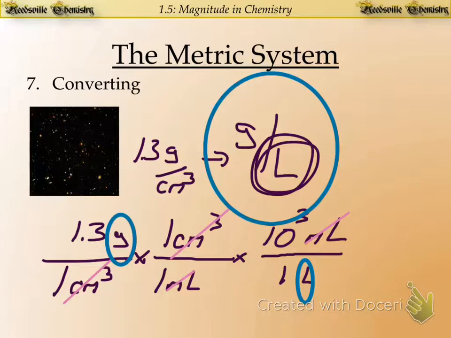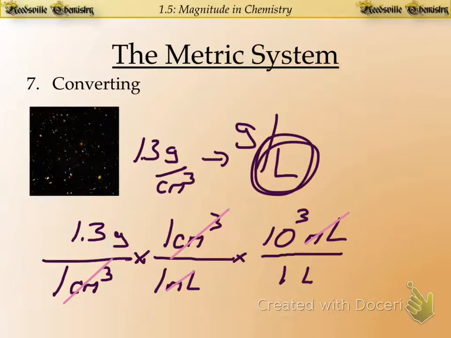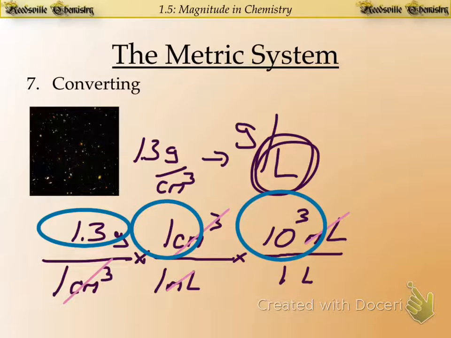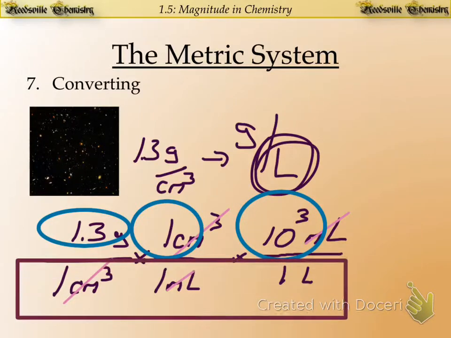Okay. Now, final answer. How do I get that? What do I have to do mathematically? Well, let me erase those little circles. So now I have to take 1.3 times 1. I think you can do that. Times 1,000. Again, I think you can do that. And you have to divide that by what? Well, 1 times 1 times 1. So really, you have to divide it by nothing.